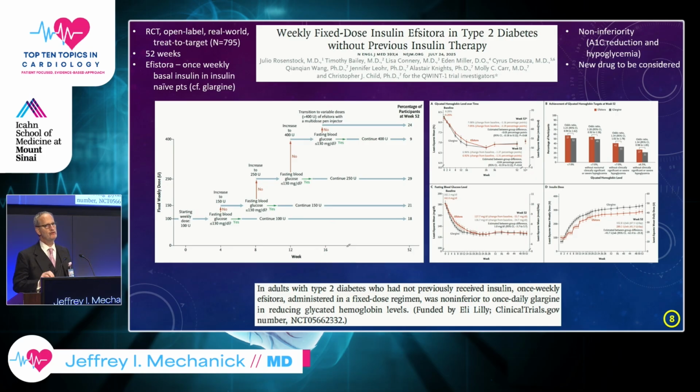Efsitora is going to be a new insulin. We're looking at the end of 2025 for it to go to the FDA and then get approved. This is a weekly insulin. So it is an option now for your patients who have decreased beta cell reserve, right? And you want to come in with insulin where there may be some adherence issues.